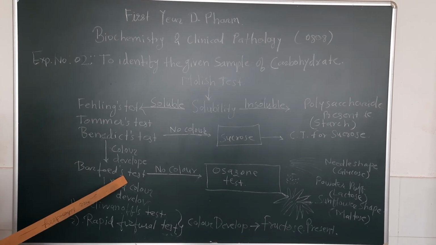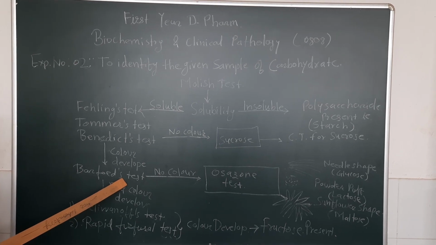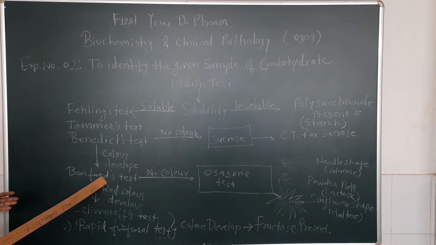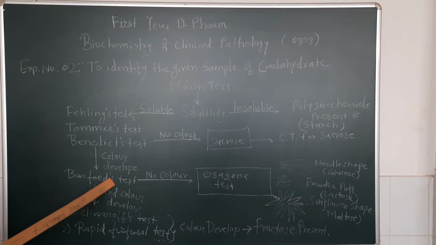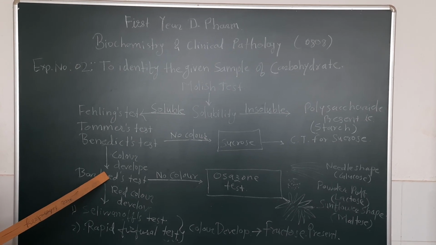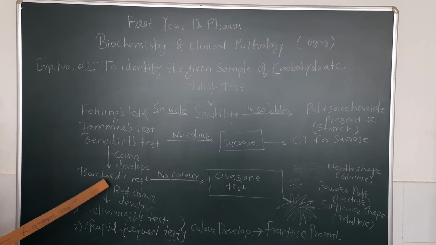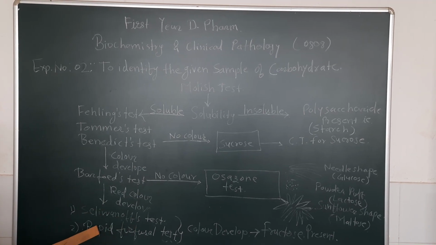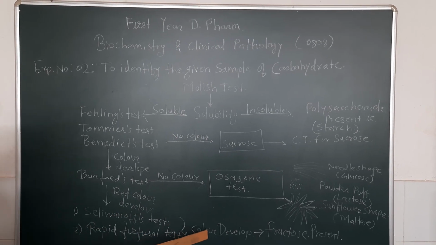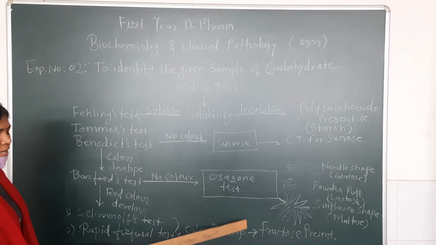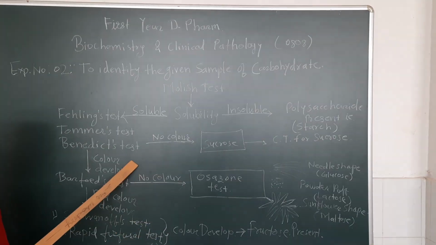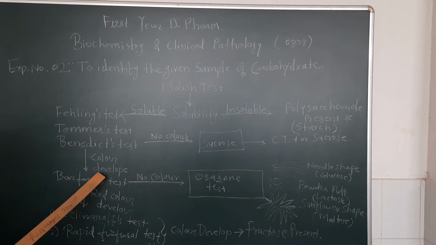The Barfoed test is the distinguishing test for monosaccharide and disaccharide. If your sample is a monosaccharide or a disaccharide, that will be detected by the Barfoed test. If a red color develops in this test, that means your sample is a monosaccharide. Then we have to perform the Seliwanoff test and the Furfural test. If color develops in these two tests, your sample is fructose. And if no color develops, your sample is glucose. So this is about the monosaccharides.